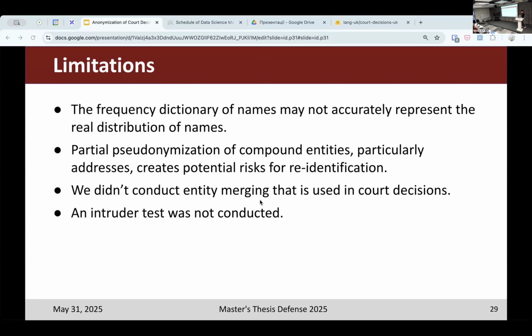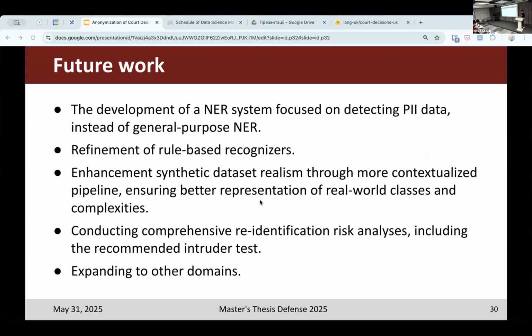And this data is basically a compilation of news and social media resources, so it can be impacted by that. Also, partial pseudonymization of compound entities, particularly addresses, creates a potential re-identification risk. And we didn't conduct entity merging that is originally done in court decisions. And an intruder test was not conducted.